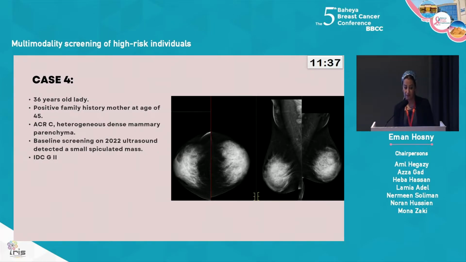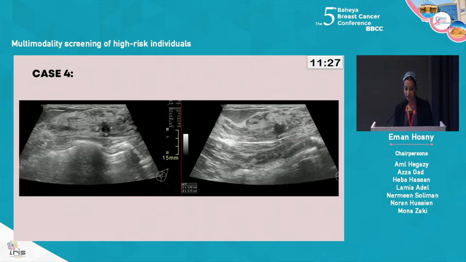A 36-year-old lady with a positive family history, her mother at age 45. ACR C, heterogeneously dense mammary parenchyma. Baseline screening in 2022 detected, by ultrasound, a small spiculated mass. This mass was detected by ultrasound, and there was nothing to see on the mammography.